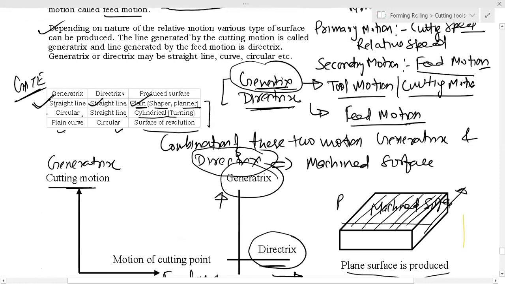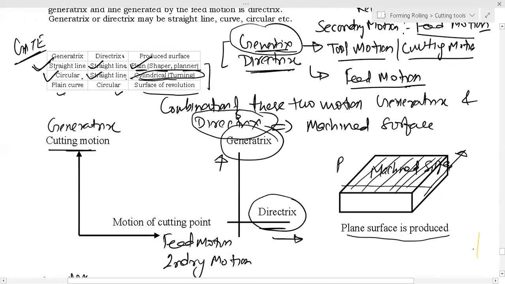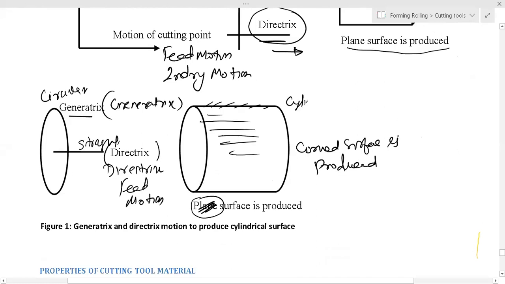So you have generatrix as circular motion and directrix as straight motion. We get a cylindrical turning operation, a cylindrical surface. Now that particular machining operation we call turning. Hey, who is writing this? Don't write this, it is an animation. So this is your cylindrical surface, and that is the turning operation.